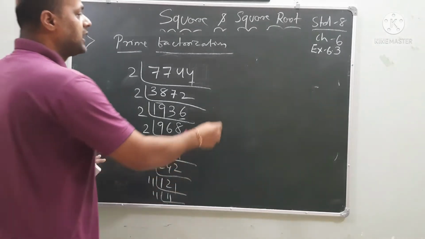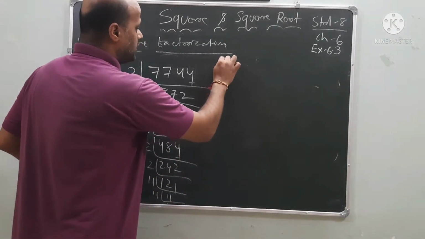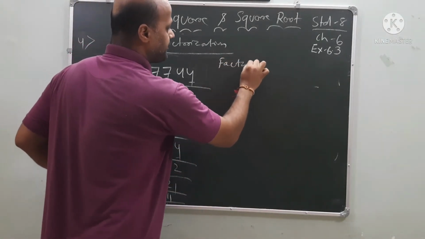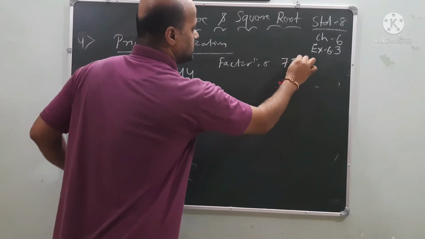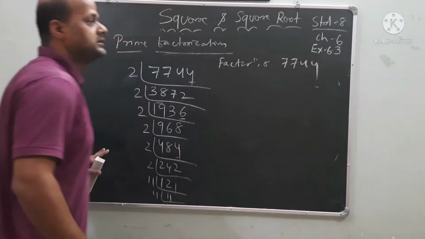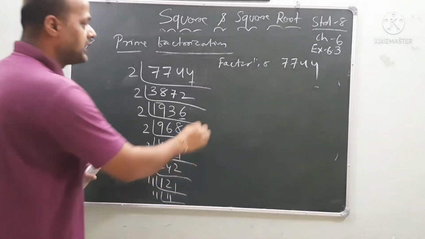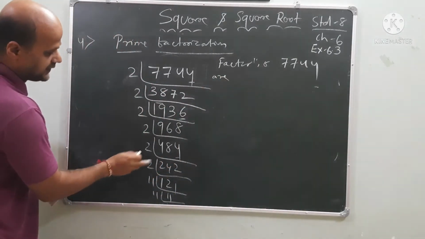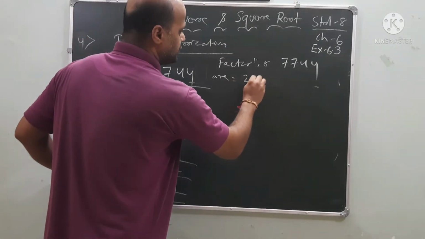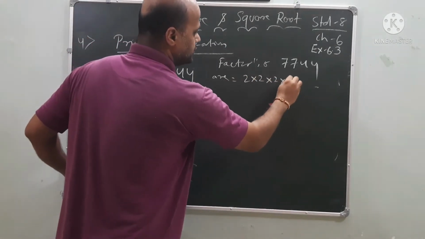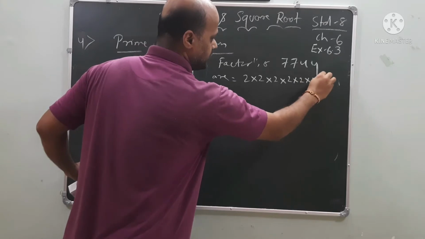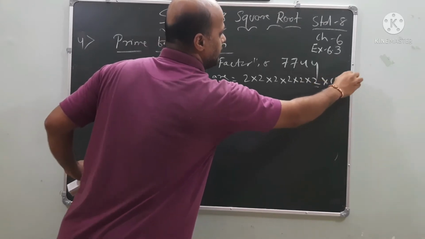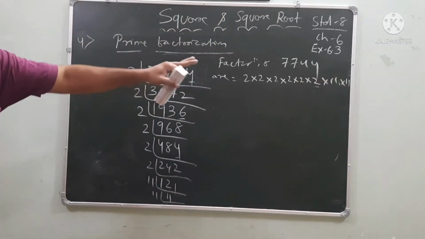So you have to write out the factors of 7744, in ascending order. How many 2s? 1 2 3 4 5 6. 2 into 2 into 2 into 2 into 2 into 2 into 11 into 11. Okay, factors are like this.